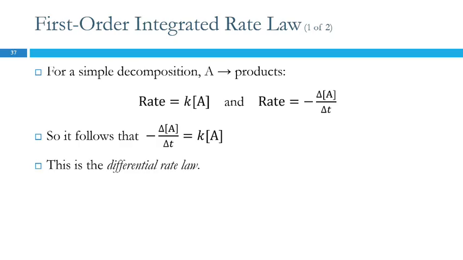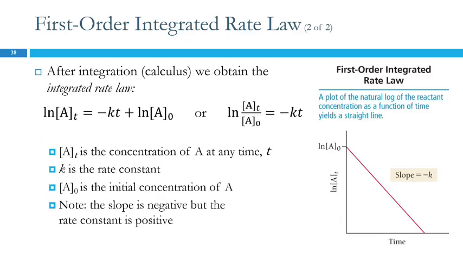So first order, again, talking about a very simple decomposition reaction. First order rate is equal to the rate constant times the concentration of A. And we learned on the first day that we can define the rate as negative change in A over change in t. So then we can set these equal to each other and say negative delta A over delta t is equal to kA, and this is what's known as the differential rate law. And then you integrate that and you get the integrated rate law.